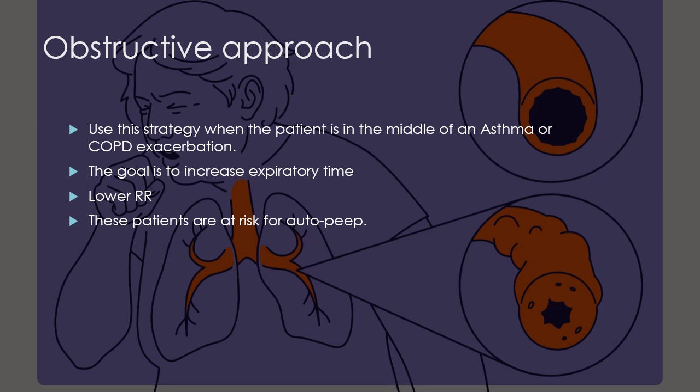The reason why that is, if you think about it, the faster you breathe, the less time you have to exhale, versus the slower you breathe, the more time you have to exhale. So lower respiratory rates will help with offloading more CO2 and decrease the risk of auto-PEEP.